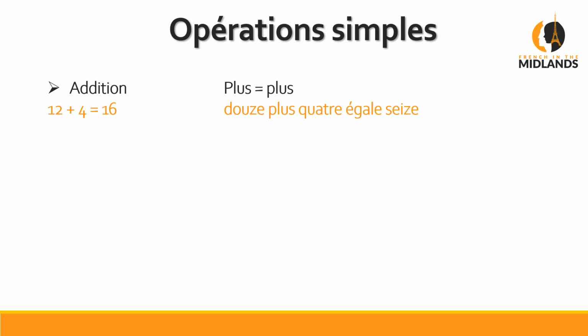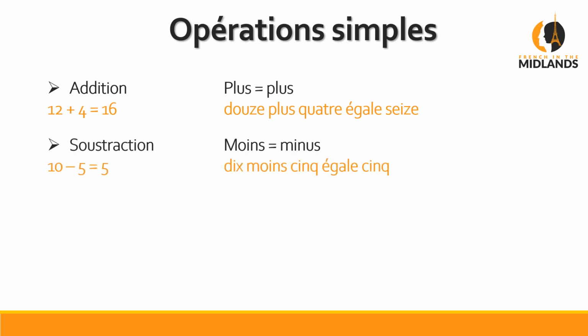Now for simple operations, simple sums, we can start with addition, which is adding things together. So plus is the little plus sign, it's the same word as in English. You would say 12 plus 4 égale 16. 12 plus 4 equals 16. For soustraction, which is a subtraction, the sign is moins, which means minus. 10 moins 5 égale 5.